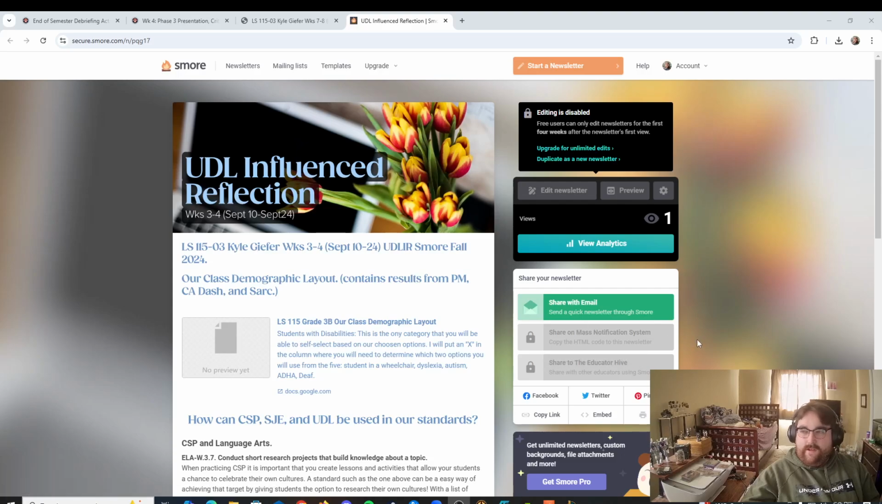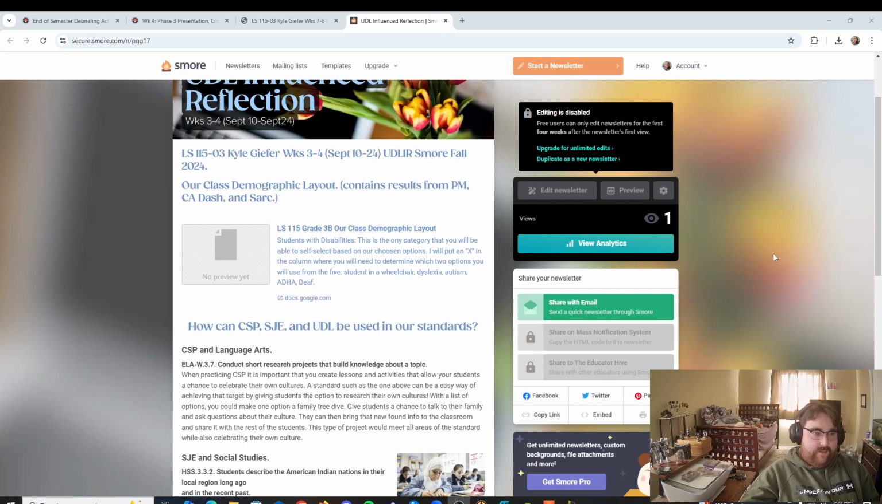This is the first of two UDL reflections I chose. This is the s'more option, and I used this one for weeks 3 through 4 when we were talking about our classroom demographics and how CSP, SJ, and UDL can be used in our standards.